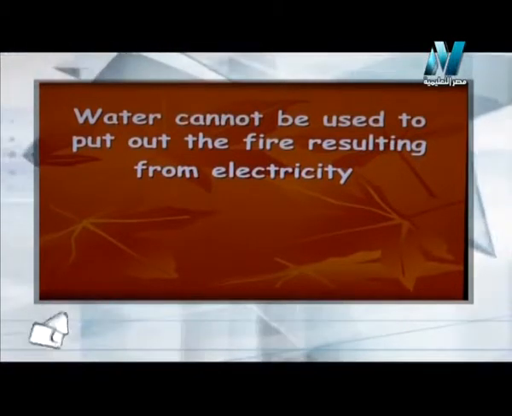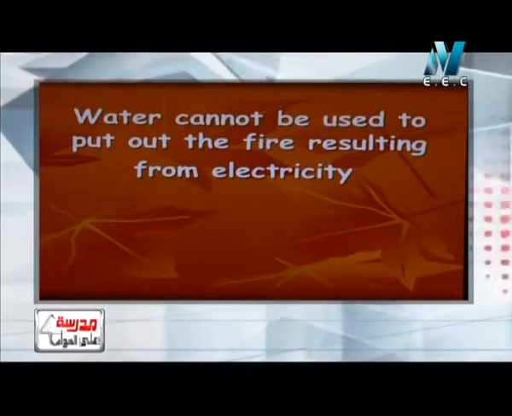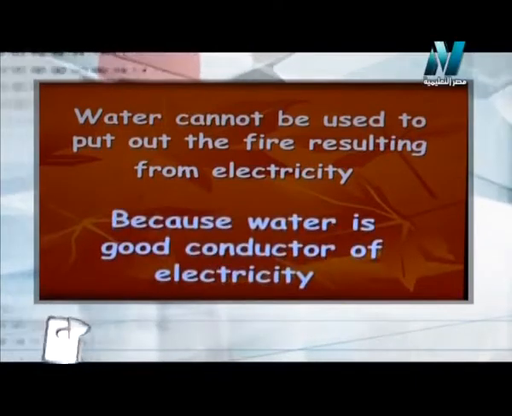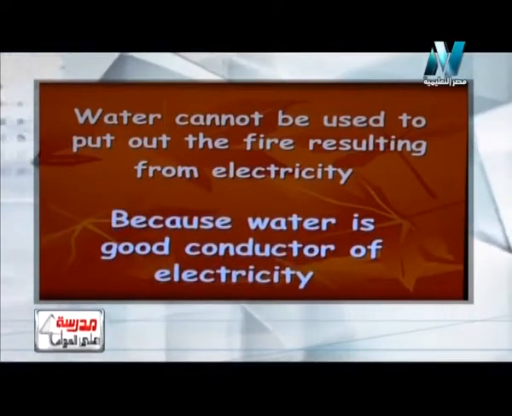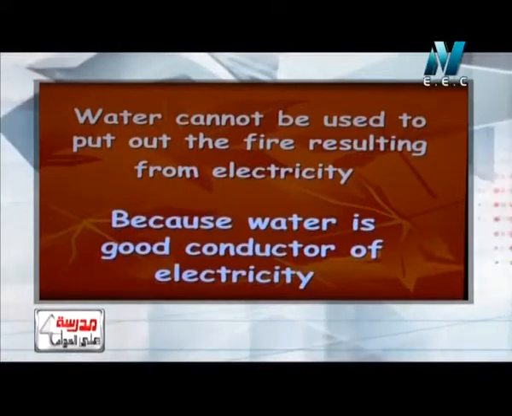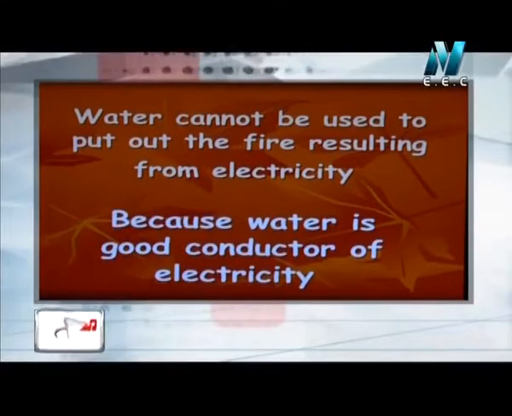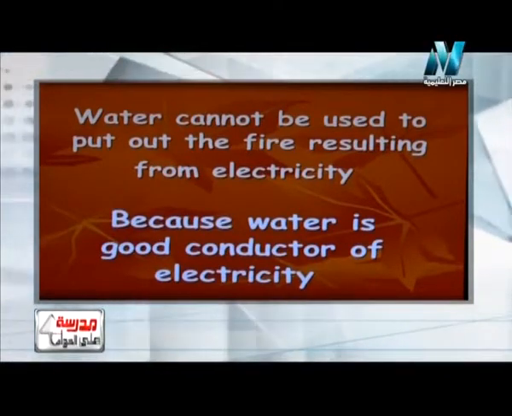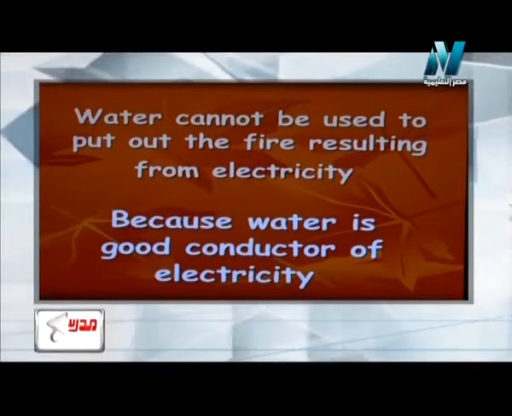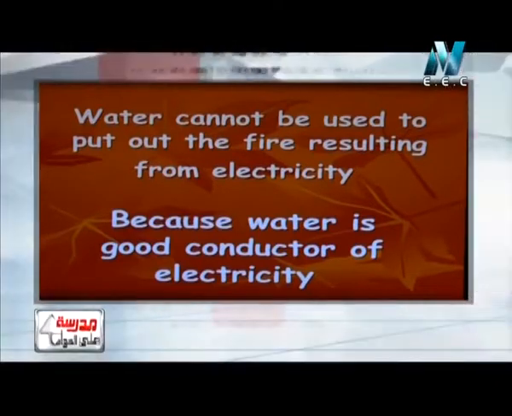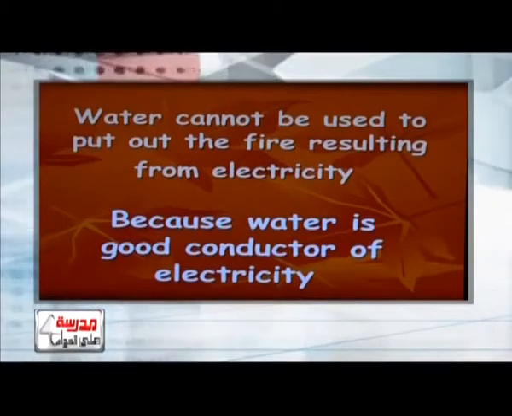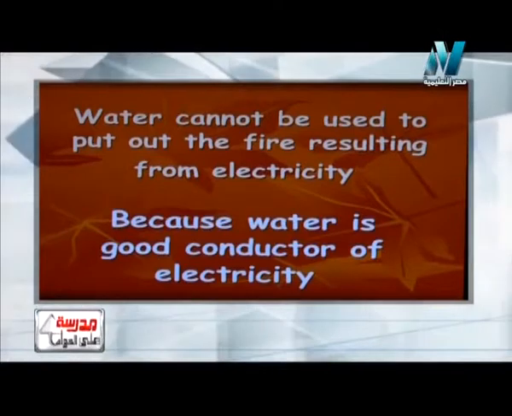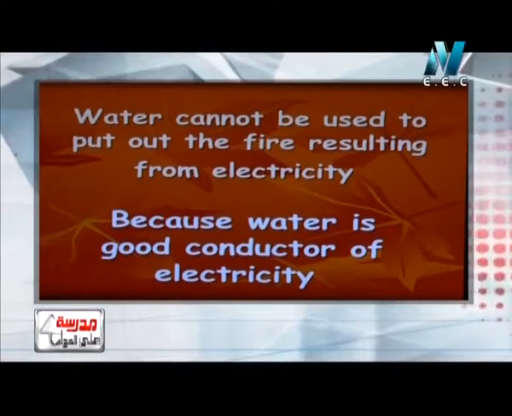Water cannot be used to put out the fire resulting from electricity because we know that water is a good conductor of electricity. So we cannot use water. Why? Because water, as I said before, is a good conductor of electricity. But what can we use to put out the electric fire? We can use sand, or a fire extinguisher (طفاية الحريق), or we can use carbon dioxide gas, or anything which is a bad conductor or insulator of electricity. Again, water cannot be used to put out the fire resulting from electricity because water is a good conductor of electricity.